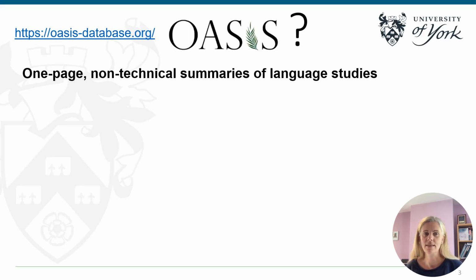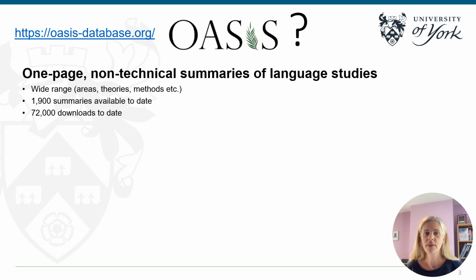So what's OASIS? It's a database of one-page, non-technical summaries of language studies. It covers a wide range of research areas, theories and methods. To date, about 1,900 summaries are freely available, and we've had about 72,000 downloads to date.